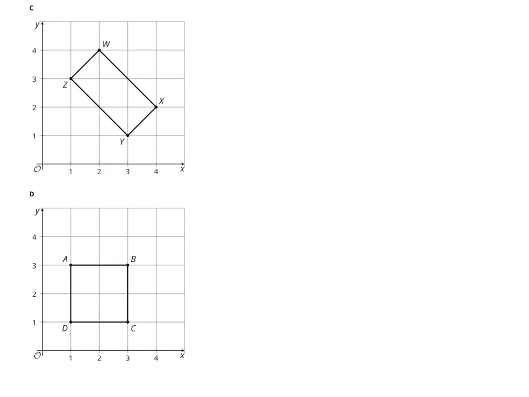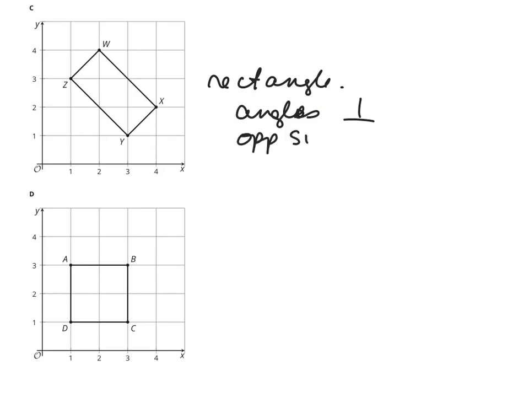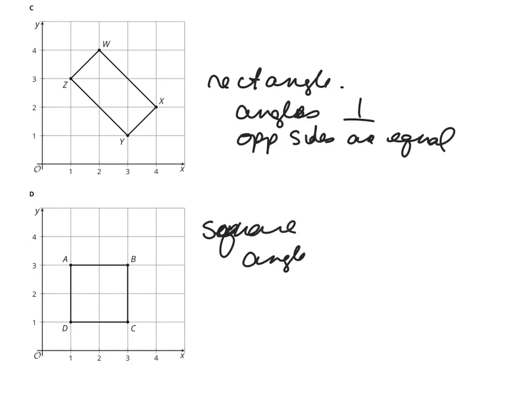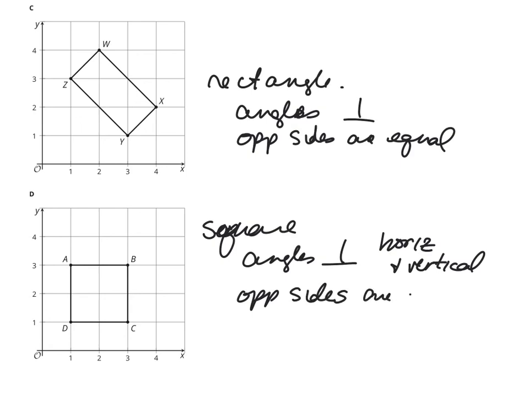Here we have a rectangle. We already did a rectangle. We proved that angles are perpendicular and opposite sides are equal in measure. And then another square. Angles are perpendicular, and you can do that with horizontal and vertical lines. And then opposite sides, you're just going to prove it this way, are equal. Cool. Good job.